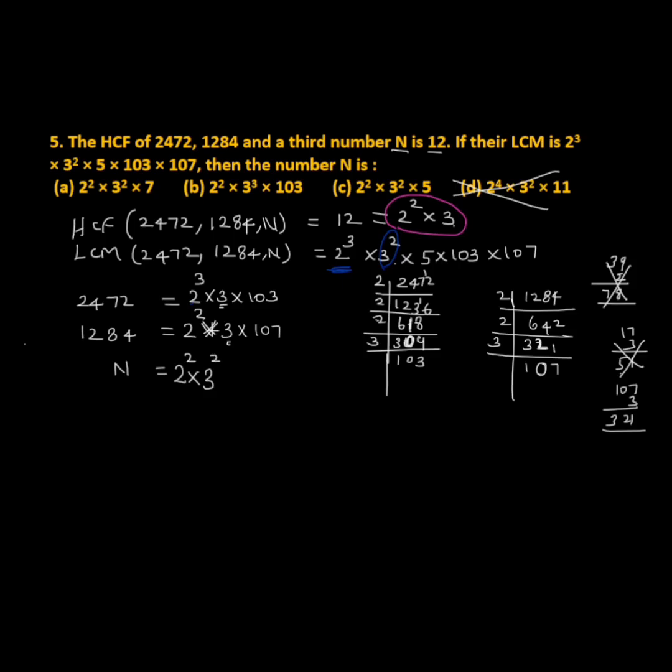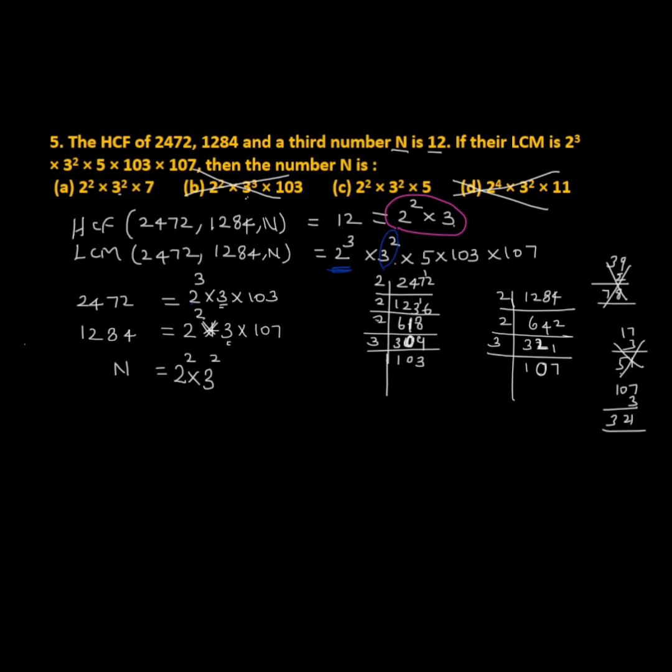Look at the options. First option, 3 squared is there; second option, 3 squared is not there. So strike it out. This is also not the answer. So now our answer is either A or B, C, because in C also 3 power 2 is there. Now check the next number. That's all the common factors.